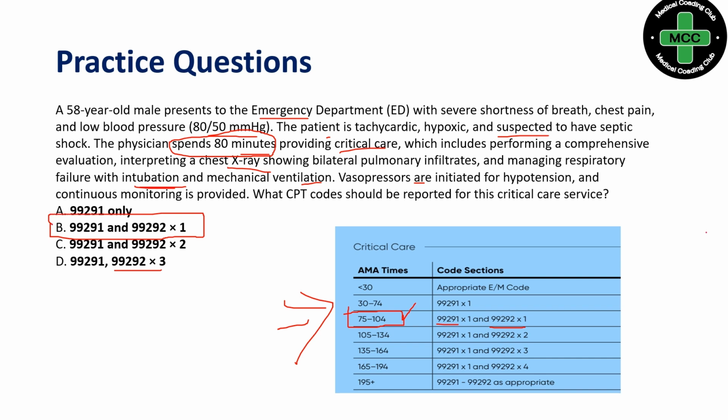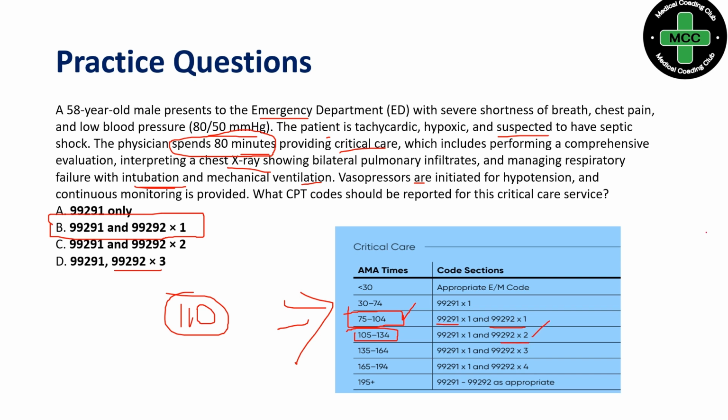If the physician has given around 110 minutes of critical care service, then what would be the answer? 110 minutes we will get here. So we would have selected unit 2.